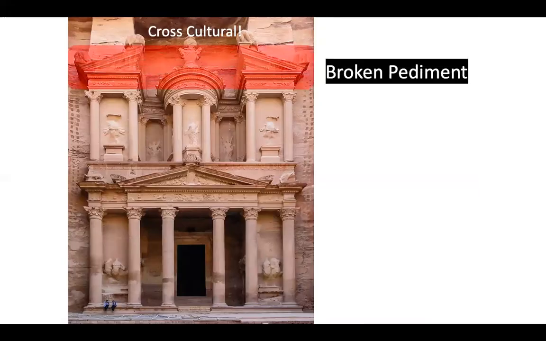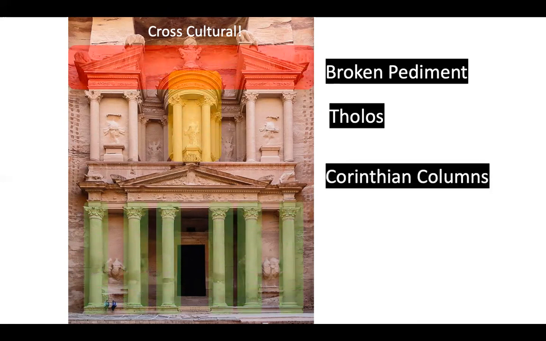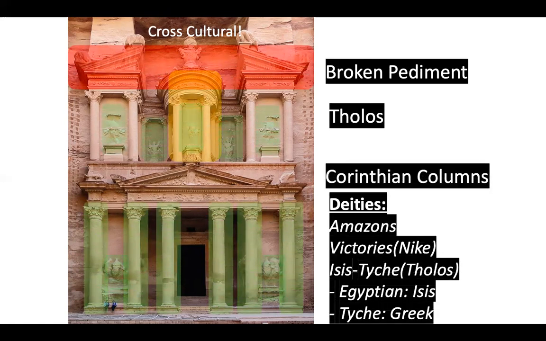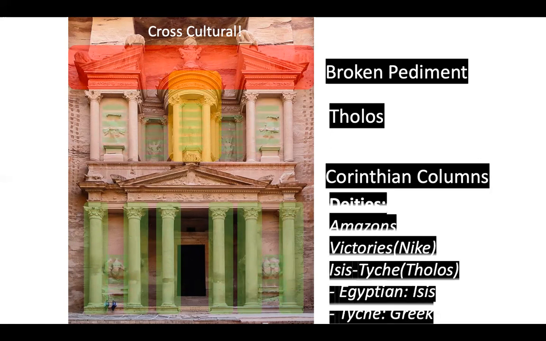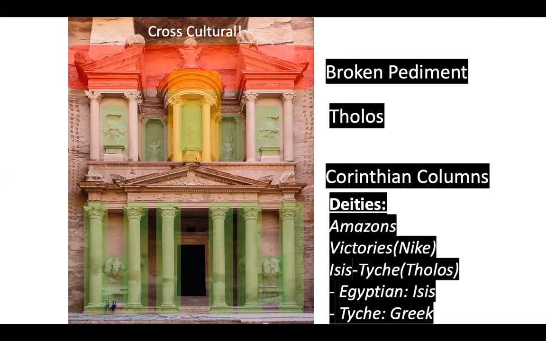Cross-cultural connections. All right, so on the top, there is a broken pediment. And then you have a tholos. Then you have Corinthian columns. And then it's depicting different deities. So if you look again, all those different deities are being depicted. Amazon gods, Greek gods, Egyptian gods. Partial obelisk on the top. Okay, that is all for now.